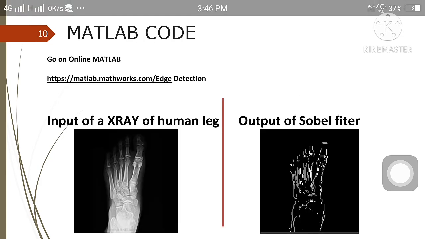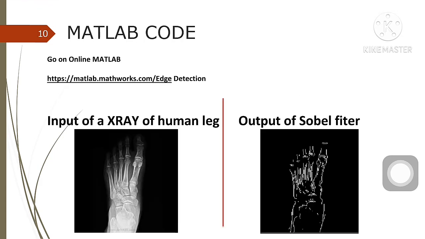MATLAB code: this is the link for the MATLAB code. We are using an input image of an x-ray of a human leg and getting the output of the Sobel filter, as shown in these pictures. First is the x-ray picture, and the output of the Sobel filter is the black and white second picture.